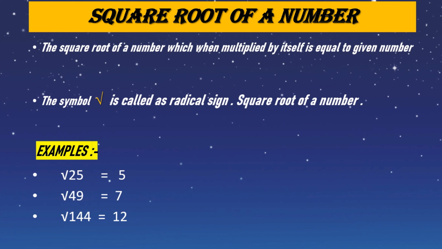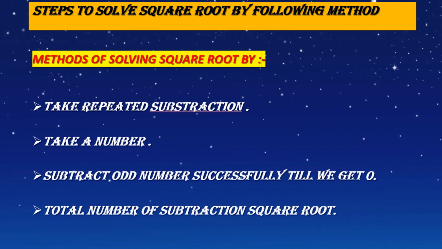Let's take an example. The square root of 25 is 5. The square root of 49 is 7. The square root of 144 is 12.